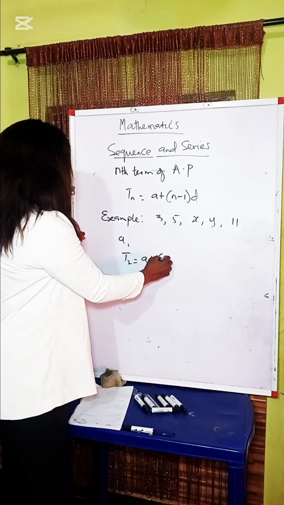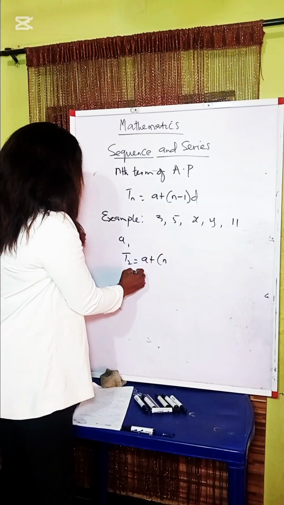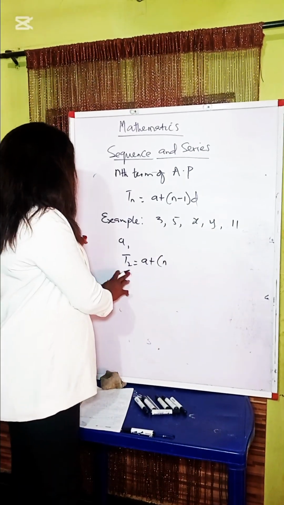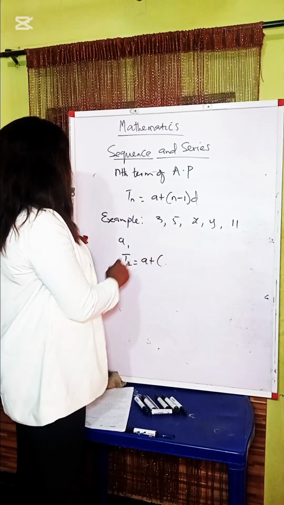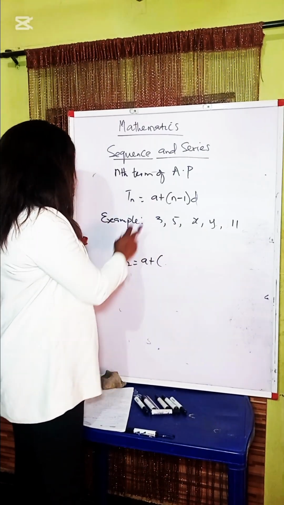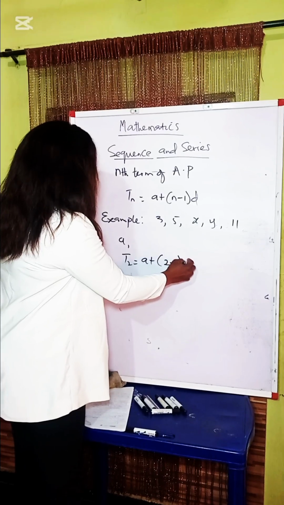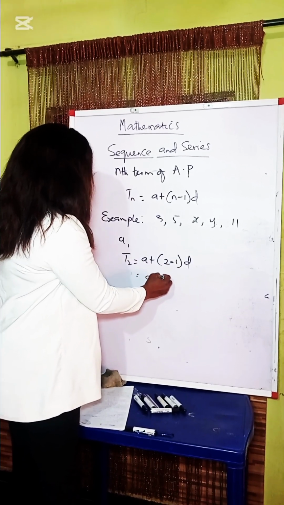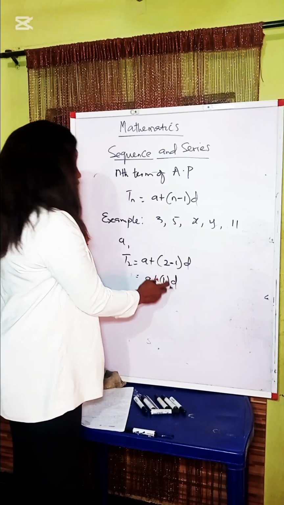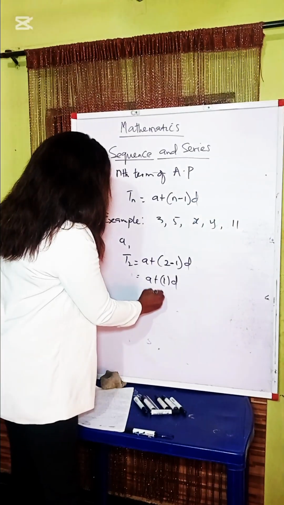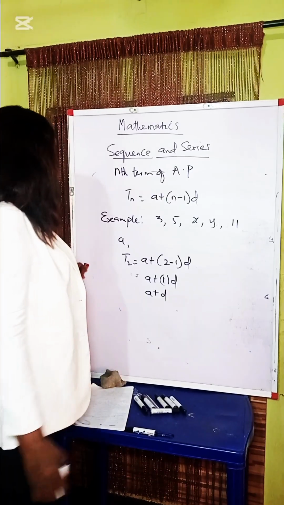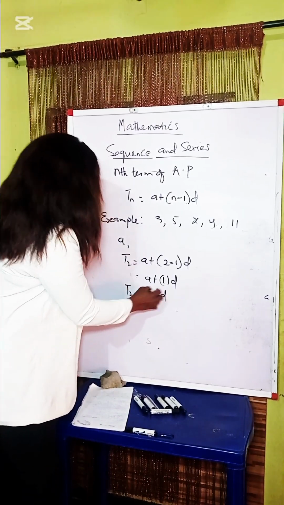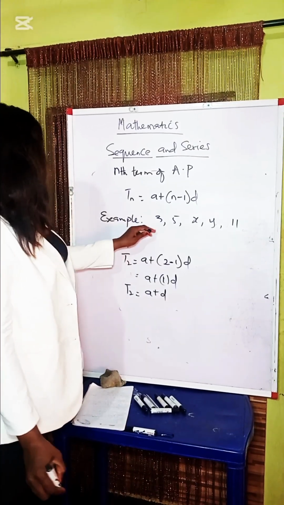A plus bracket n. That n is regarded as the number of terms. Since it's regarded as number of terms, I'm working on T2. I'll say 2 minus 1 close bracket D. So what do I have? I have A plus 1 multiplied by D. D times 1 will give us D. So A plus D. So the short form of writing T2 will now be A plus D. So T2 is A plus D.